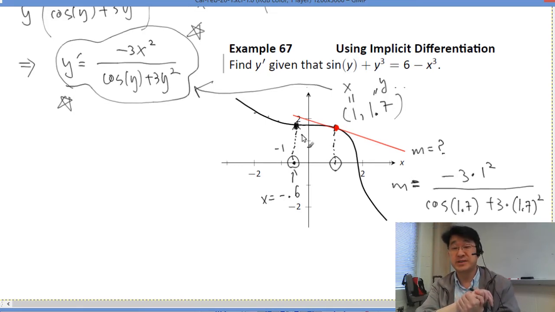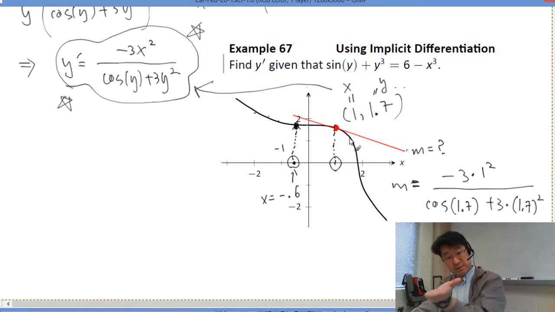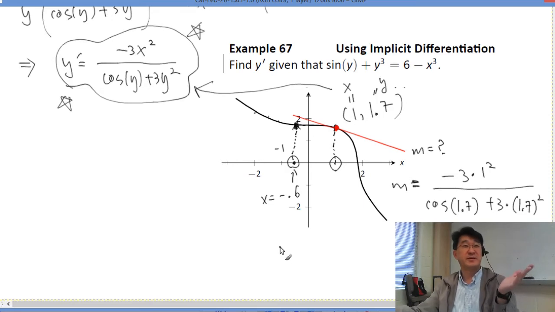Numerator is negative 3, simply that. Denominator is cosine of 1.7 radians, please, and 3 times 1.7 squared. Anyone else got a similar number? Maybe you forgot the parentheses. What is the new number? All right, that looks about right if it is in the correct scale, right? I think it's in the correct scale. So that's roughly negative 0.3, which looks right. Make sense? All right.